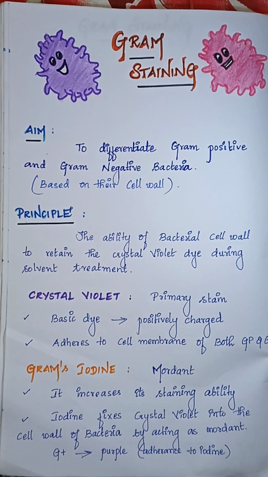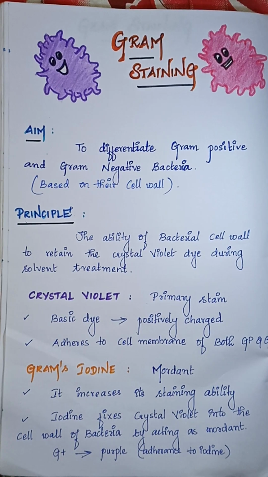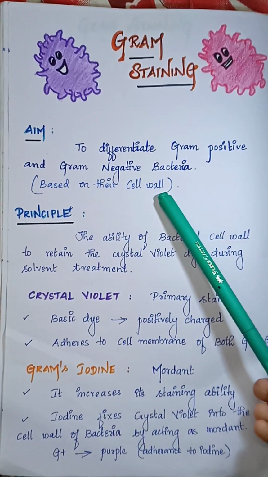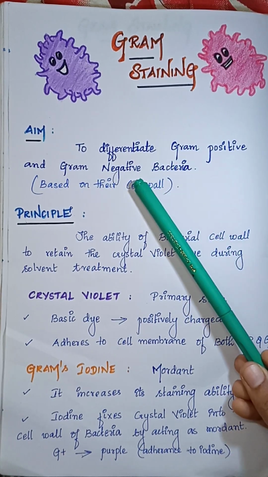We all know that the cell wall is made up of peptidoglycan layer, and gram-positive bacteria has a thick cell wall and gram-negative bacteria has a thin cell wall. So based on the cell wall composition, we can differentiate gram-positive and gram-negative bacteria.